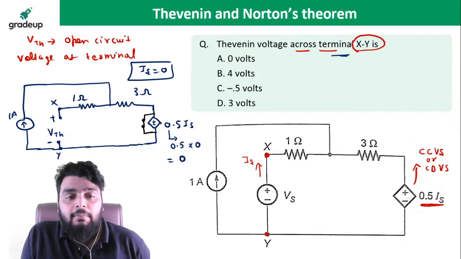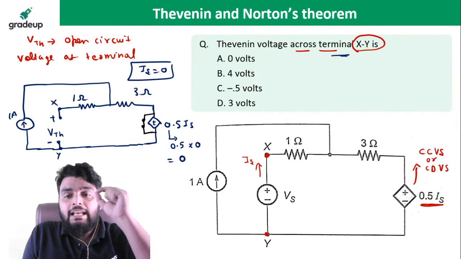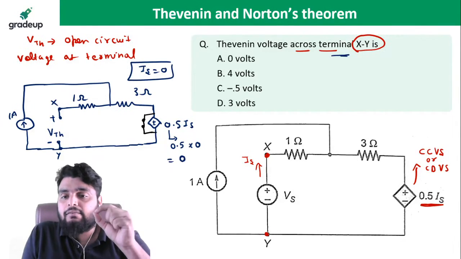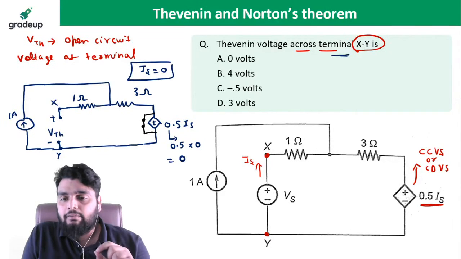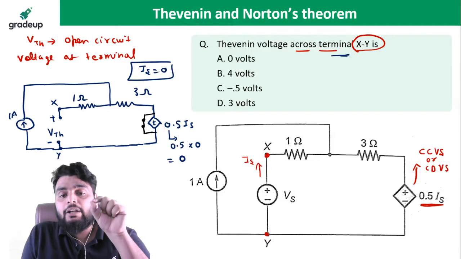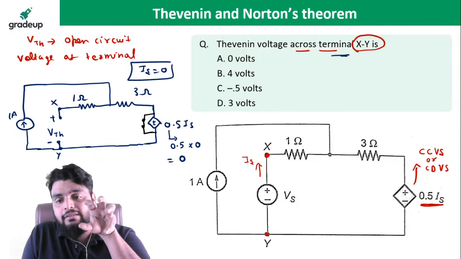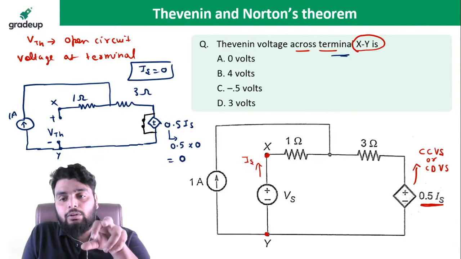Remember one point, beta, very carefully. The load terminal is XY here because you need to find out Thevenin's voltage across XY. And when you see here, that particular voltage is acting like a load.